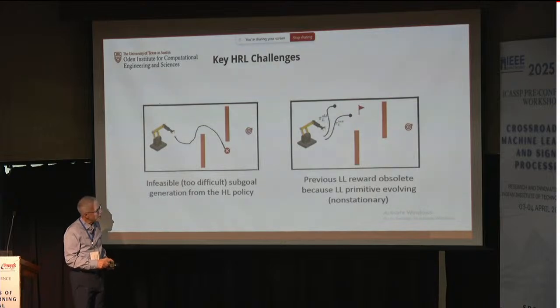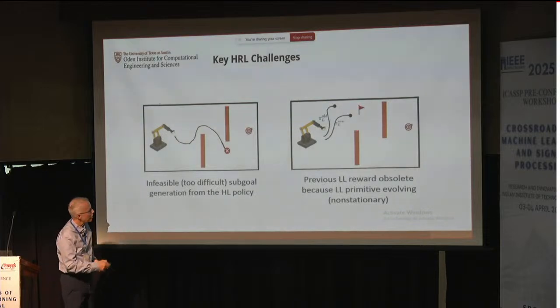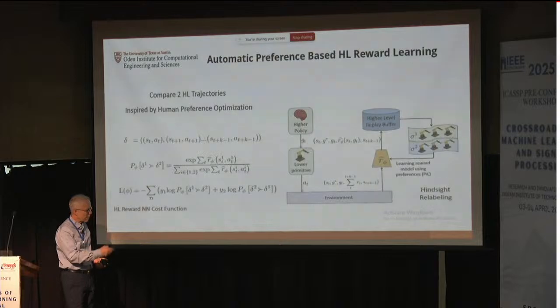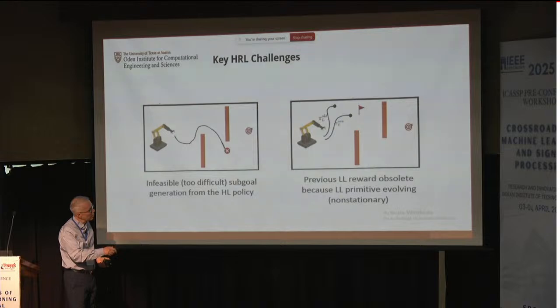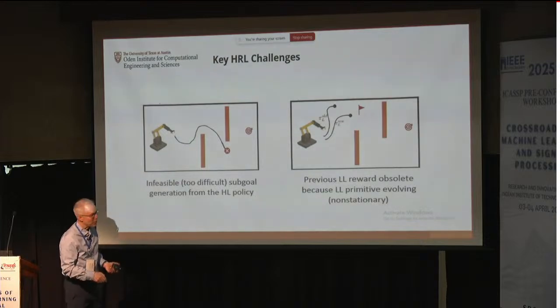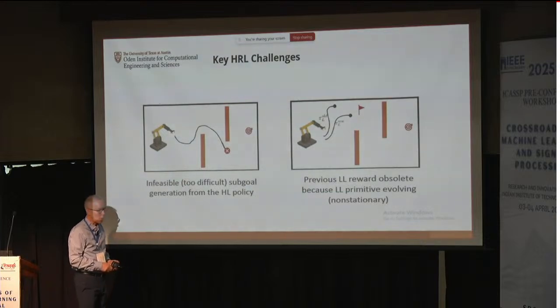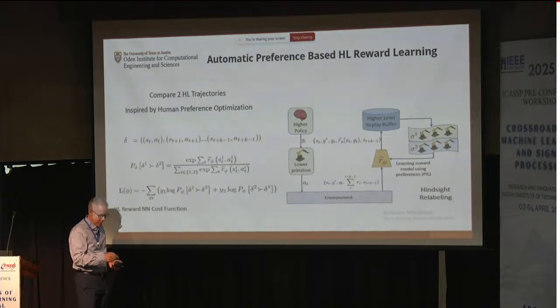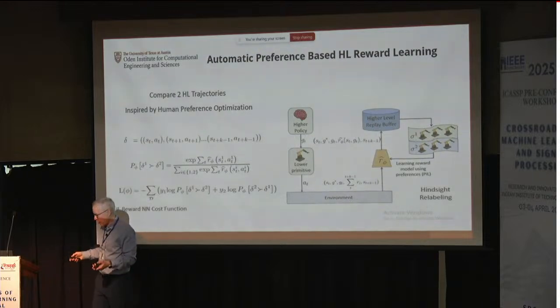The other thing is that because policies are evolving on both levels, the reward becomes obsolete. So we have a kind of non-stationarity going on because we're learning the reward as well. This is especially true for sparse rewards. Looking at these two things, I'll give you a couple of ideas that we've looked at for trying to deal with this.